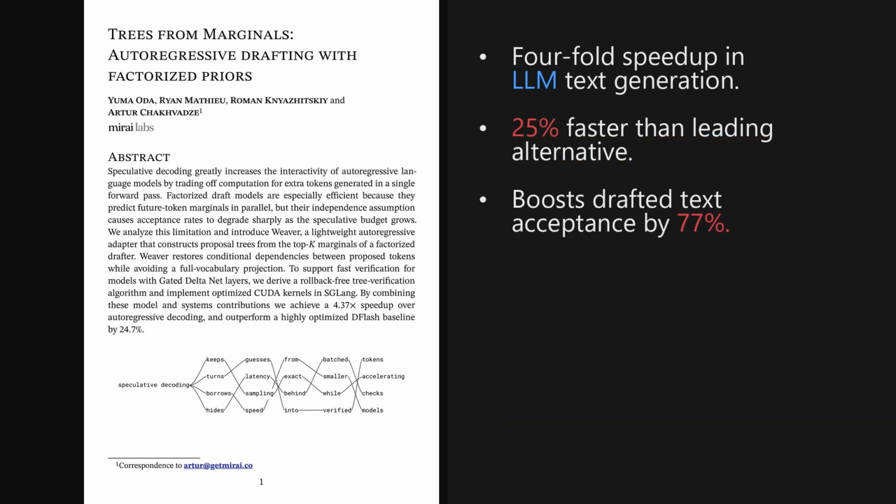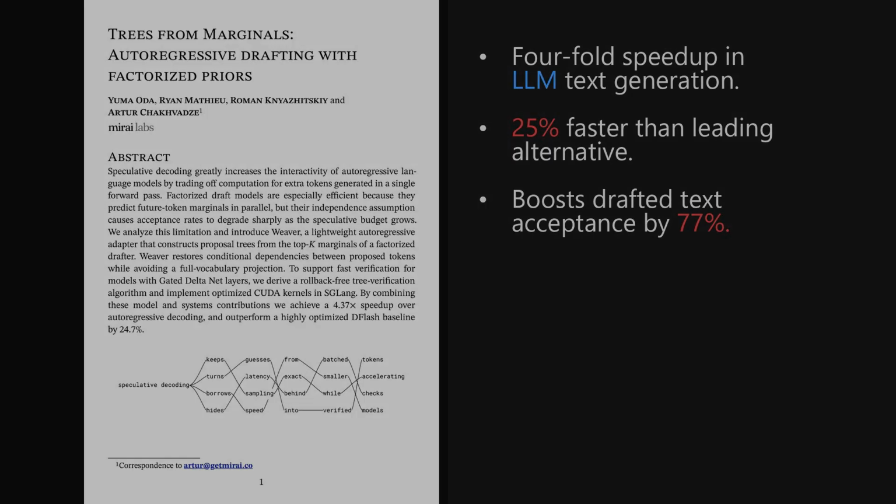I'm Alex. A paper trending on X since its release 5 days ago, on July 7, 2026, introduces a method to speed up large language models by over 4 times. This paper is titled, Trees from Marginals, Autoregressive Drafting with Factorized Priors. The researchers present DFlash-TFM, which boosts decoding speed by 25% over highly optimized baselines by using a lightweight adapter.